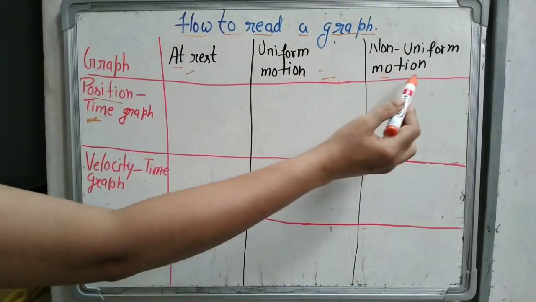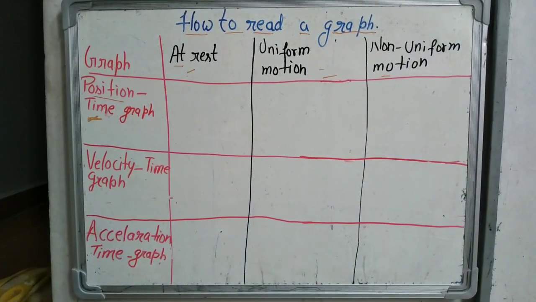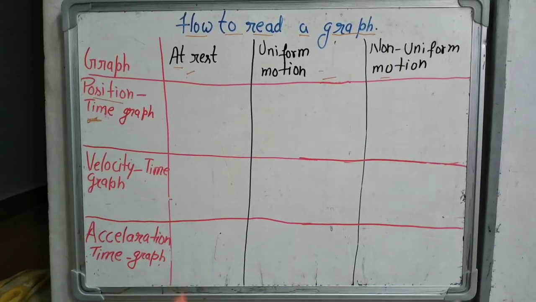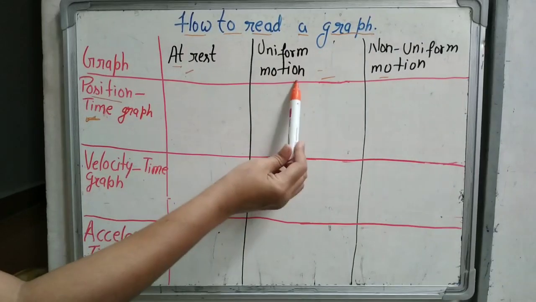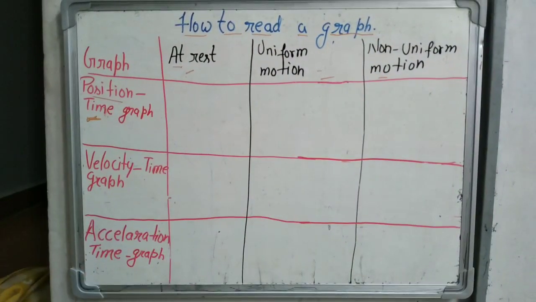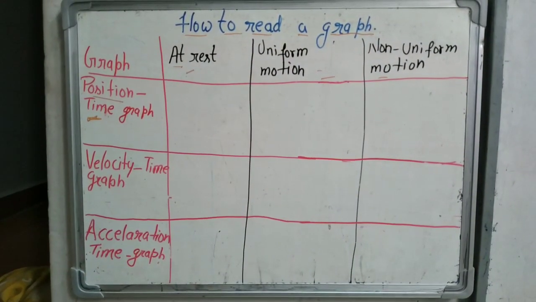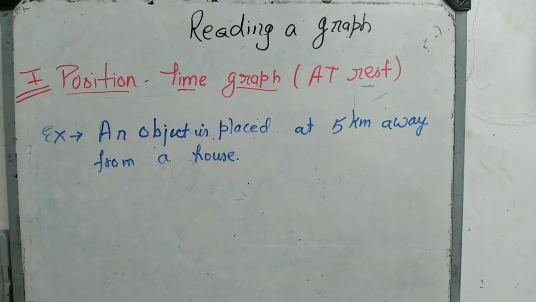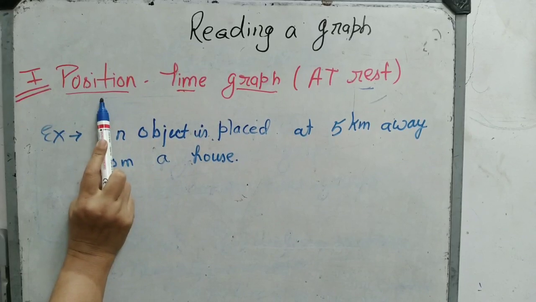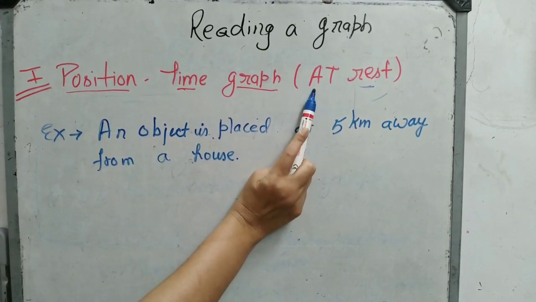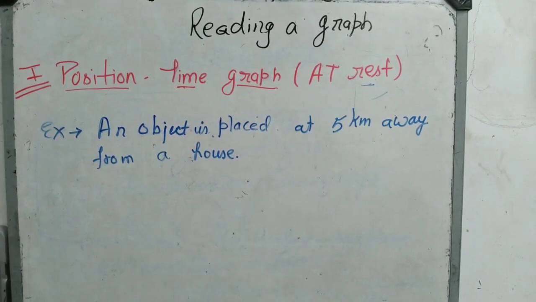Similarly, there are uniform motion and non-uniform motion. So we are going to study these three different types of graphs under three different kinds of conditions. So here is the first condition of our graph. We are now going to study the position time graph when the object is at rest.